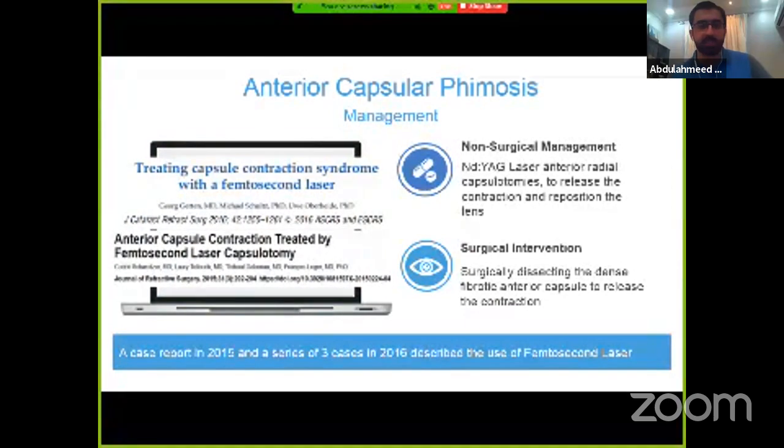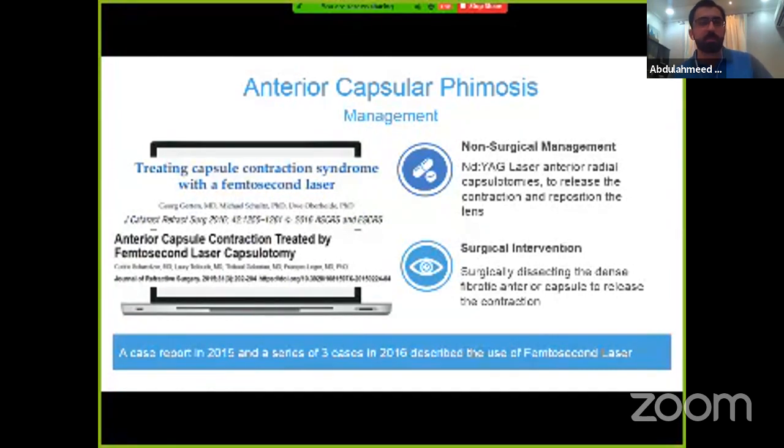Great, thanks a lot, Dr. Sabah. As Dr. Sabah mentioned, the management for anterior capsular phimosis, even with a monofocal IOL, will be mainly non-surgical using the YAG laser, or surgical intervention in severe cases where we have to surgically dissect the dense fibrotic anterior capsule from the IOL. More recently, 2 German papers published the use of the femtosecond laser to assist in creating those anterior capsulotomies, with good success as well.